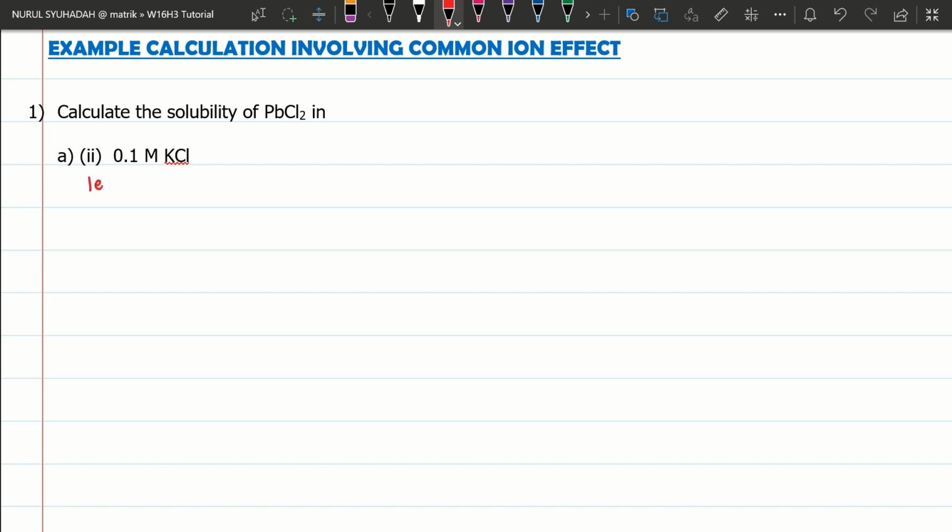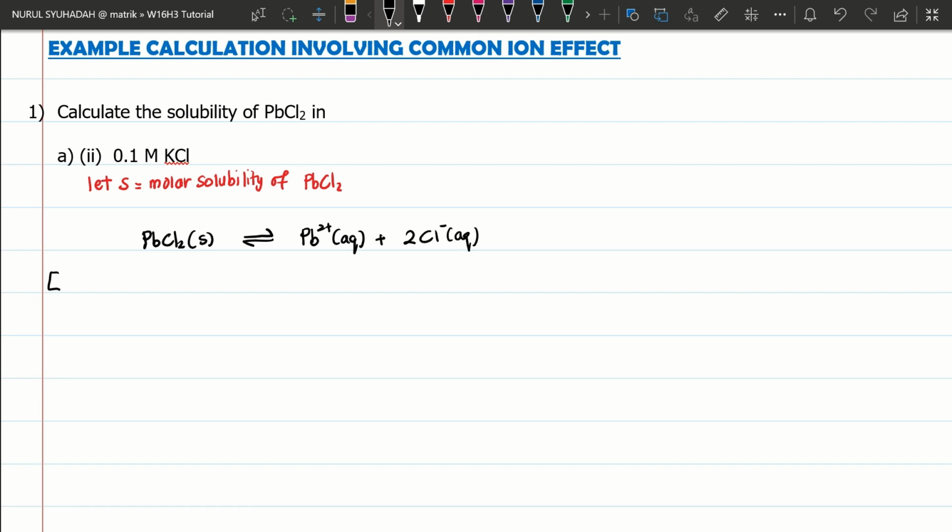So saya tulis, so let S equals to molar solubility of PbCl2. So now the same step apply here. Apa yang kita akan buat, kiranya kita akan tulis dulu kita punya ice table. So first with the equation, so PbCl2 solid in equilibrium with Pb2 plus aqueous, tambah 2Cl minus aqueous. So concentration initial, change in concentration, dan last sekali concentration at equilibrium.